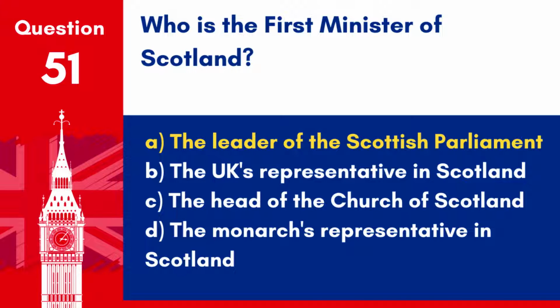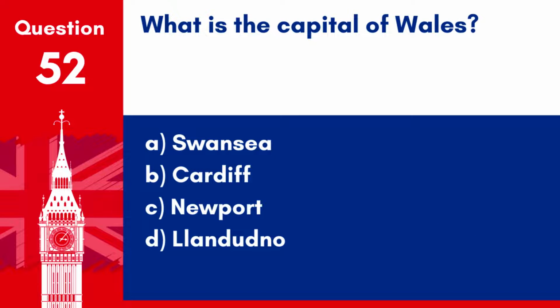Answer: A. The leader of the Scottish Parliament. The First Minister of Scotland is the leader of the Scottish Government and is typically the leader of the political party that has the most seats in the Scottish Parliament. Question 52. What is the capital of Wales? A. Swansea. B. Cardiff. C. Newport. D. Llandudno.